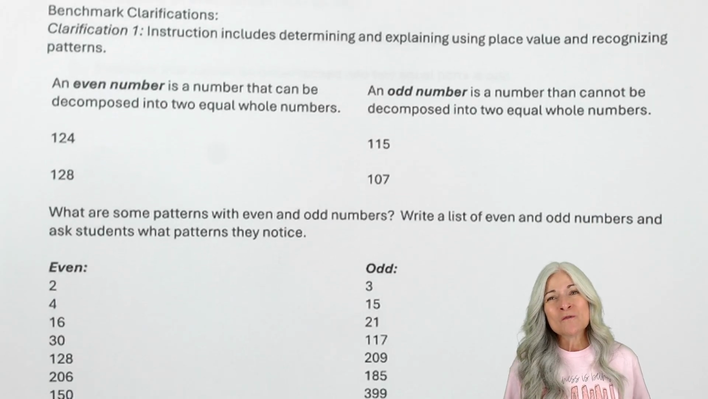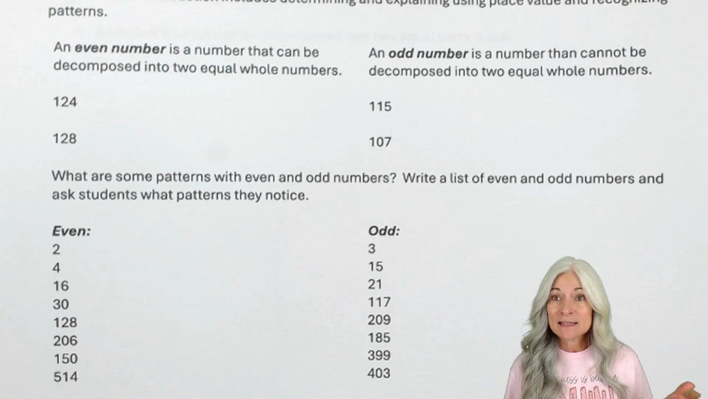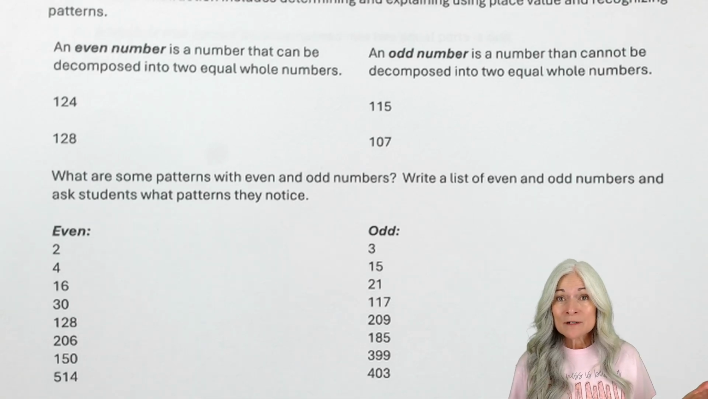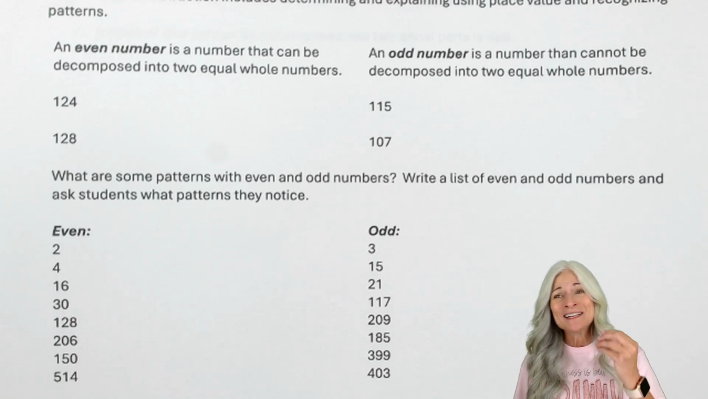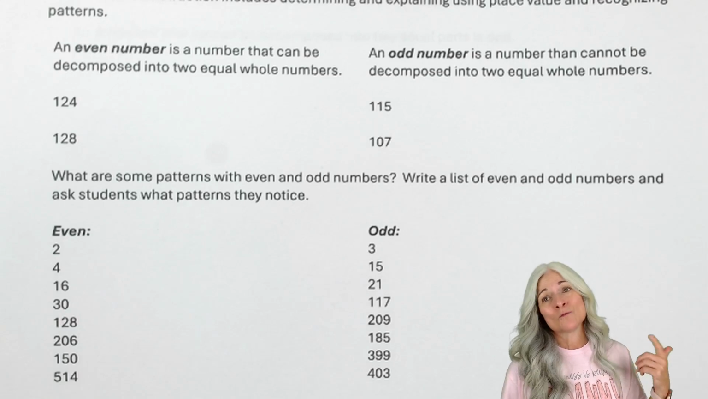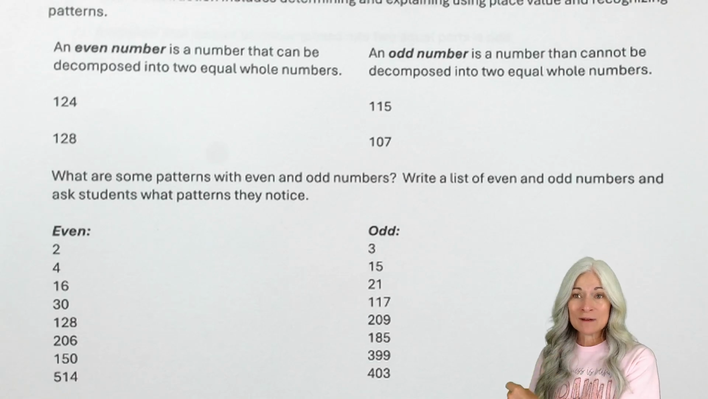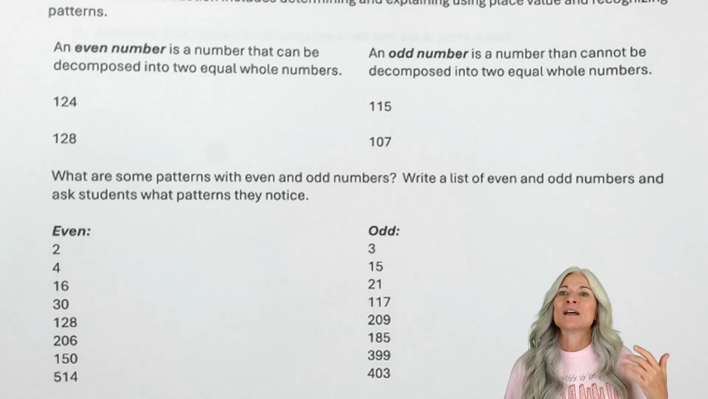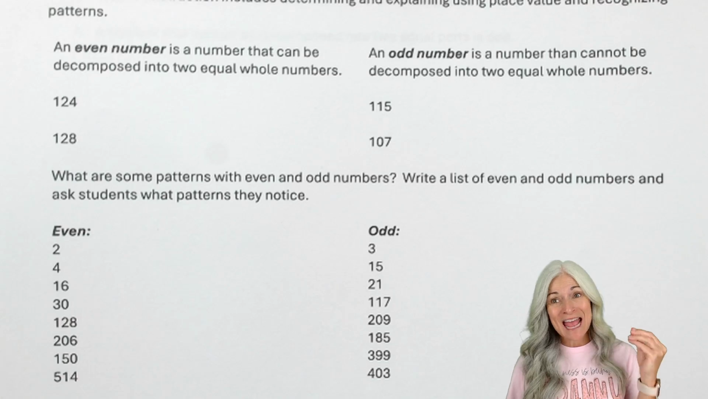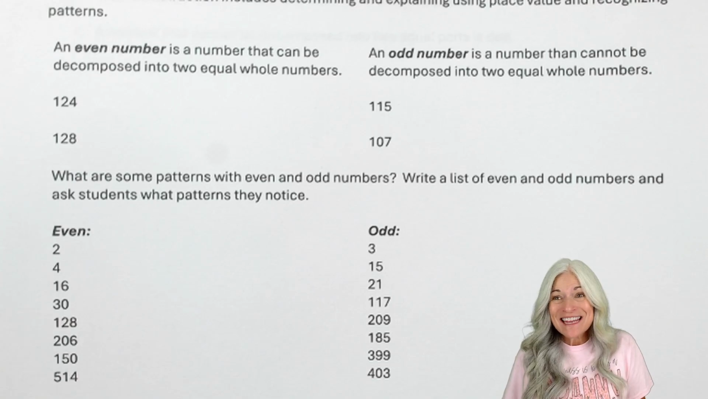All right, if I was introducing this to students, I would go over the definition. An even number is a number that can be decomposed into two equal parts. An odd number cannot be decomposed into two equal parts. Please don't automatically start with the rule that if it ends in 0, 2, 4, 6, 8, it's even. If it ends in 1, 3, 5, 7, 9, it's odd. Because we want students to have the conceptual understanding of why that pattern is true. So please don't start with the pattern. We want to start with the definition.